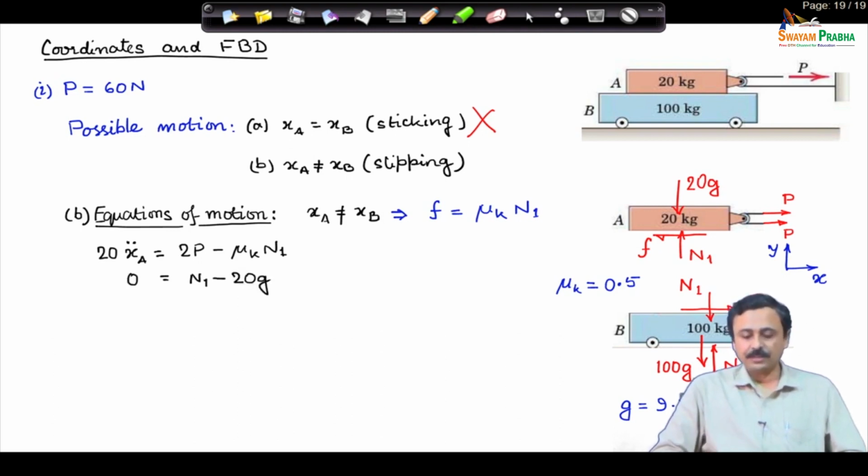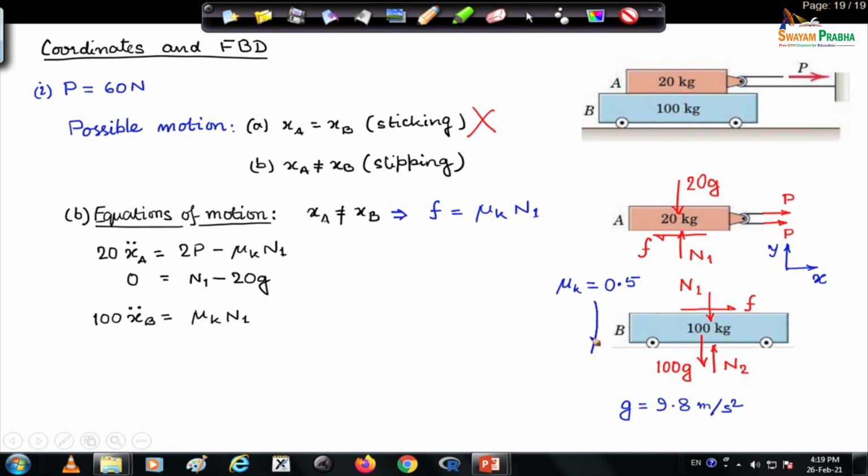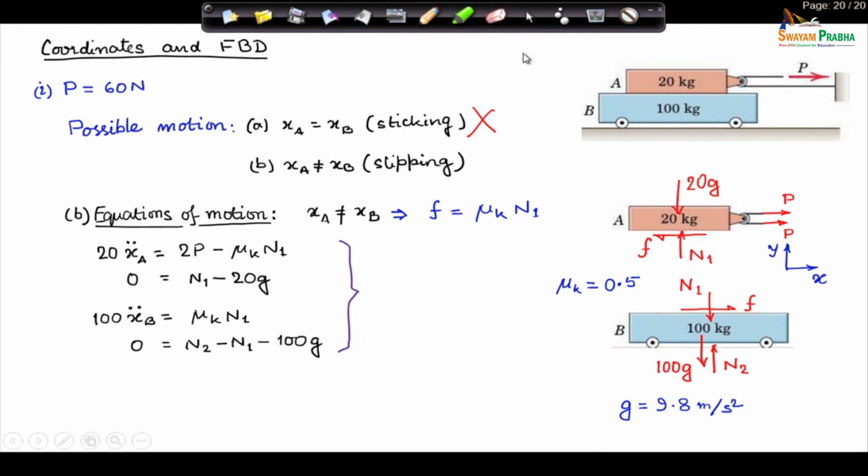In the vertical direction, there is no acceleration, it is only force balance. So, 0 is equal to N1 minus 20 g, the weight. For the 100 kg block, the mass of the block, 100, into acceleration of the block is equal to the force of friction, that is the only force in the horizontal direction on the 100 kg block, and the force of friction is mu k times N1. And in the vertical direction for the 100 kg block, there is no acceleration, therefore, it is balance of forces. N2 acts vertically upwards, N1 acts vertically downwards, as you can see from the free body diagram, and the weight, which is 100 g, is vertically downwards.